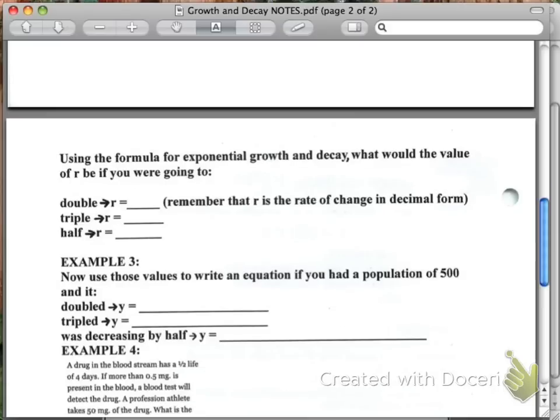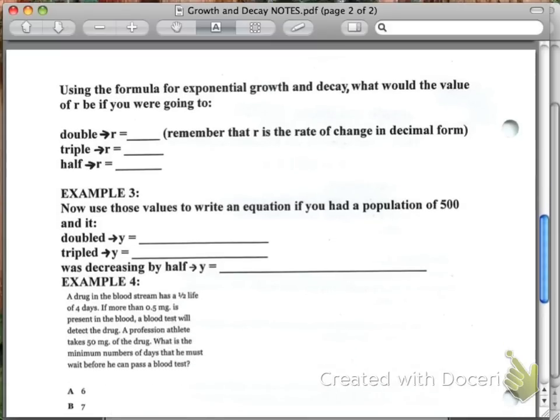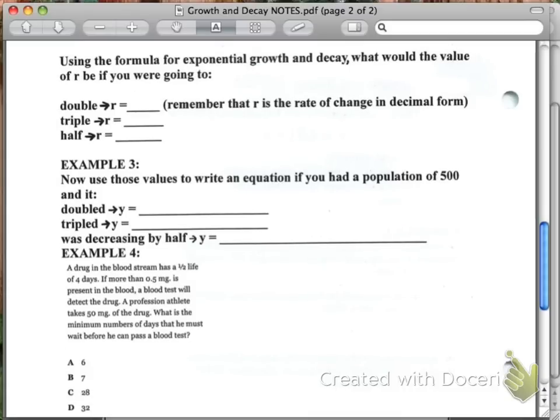All right. Now here's where we get a little more complicated. I'm going to go ahead and write the form again so that we see that, because that's going to help us understand what I'm about to explain to you. So now we have y equals C times 1 plus R to the T power. Okay, again, that's that exponential growth and decay form. So now it's asking us, using the formula for exponential growth and decay, what would the value of R be if you were going to double?